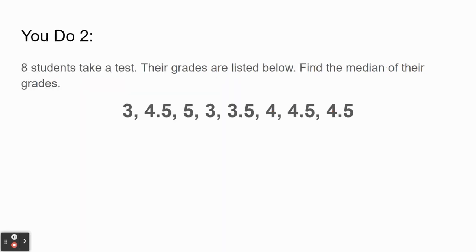The second you-do you're doing, same set of numbers. Their grades are still listed there, but this time you're going to find the median of their grades. Same idea though, no difference.